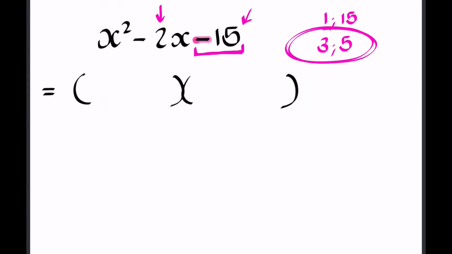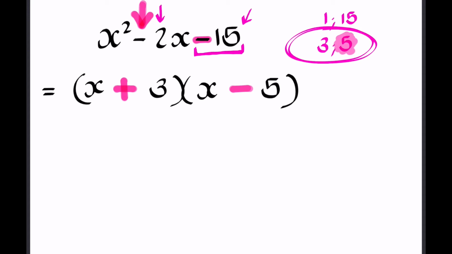Now the third term was negative, which told me that the signs are going to be different in the two brackets. So one of the brackets will have a plus sign, and one of the brackets will have a negative sign. Now I need to know which one will have a plus and which one will have a minus. So for that, I look at my middle term sign. My middle term is a negative, which means the bigger number, so in this case it will be the 5, will have the negative. So the 5 and the 3, x squared becomes x and x.